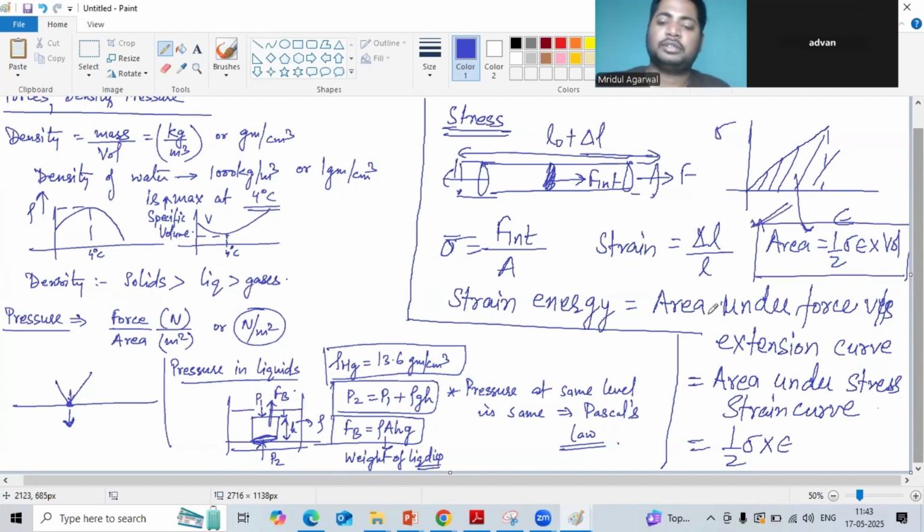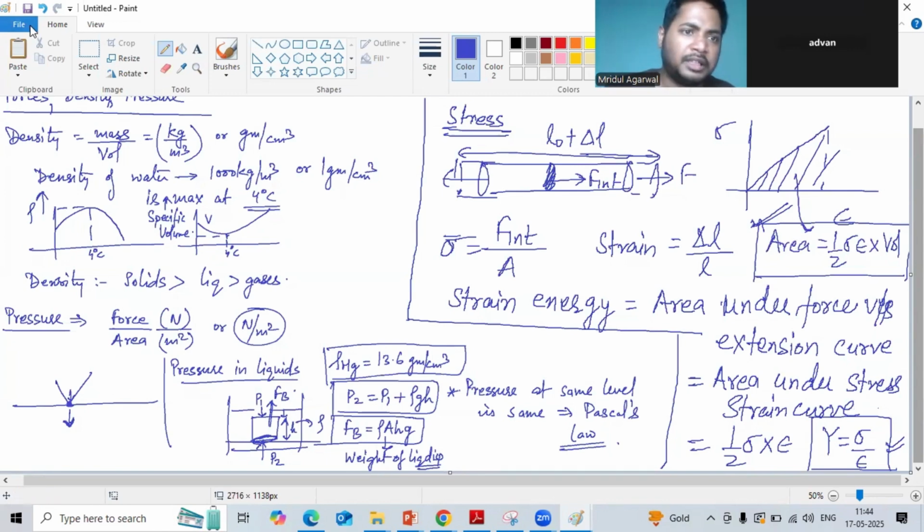So this is the part for the stress strain, and you have the constant of proportionality, that is known as Young's modulus. So Young's modulus is Y, that is given by stress over strain. These are the major important relationships in stress, strain energy, and the density pressure concept. Clear?